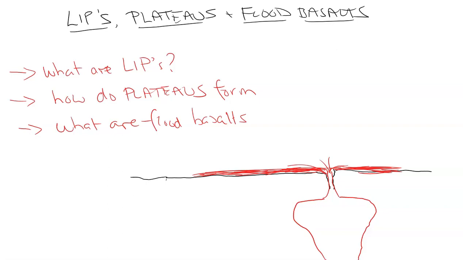We're looking at a little bit of volcanoes, a little bit of geomorphology, a little bit of plate tectonics and the Wilson cycle. I'm looking at LIPs, all right, and what they are. Looking at plateaus and how they form and different types, and also the flood basalts or flood traps and what they are, and how they link into both LIPs and plateaus.